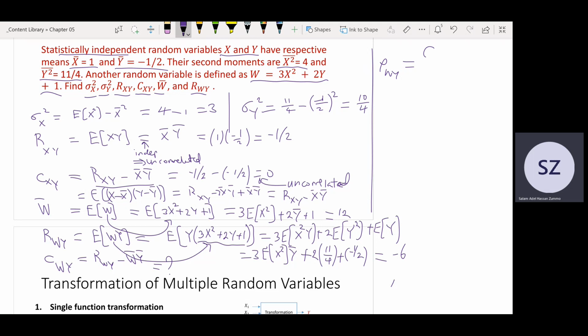It's the normalization. It's the covariance of WY divided by the standard deviation of W and the standard deviation of Y. Right? So you need to find, we have this already, it's the square root of the variance. So you need only to find the variance of W and then take the square root of it.